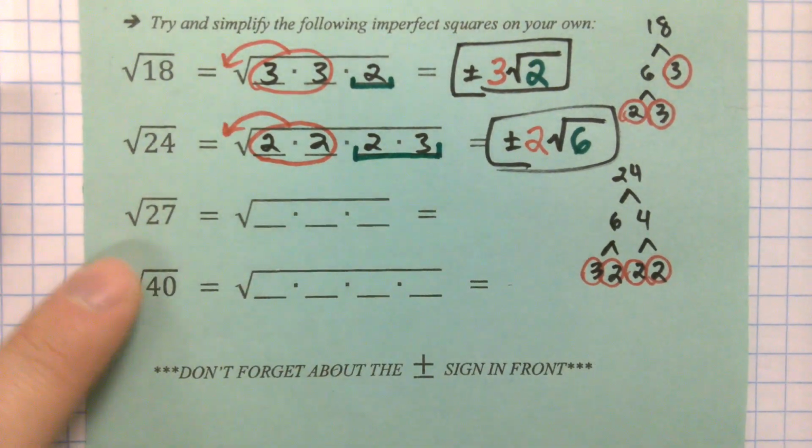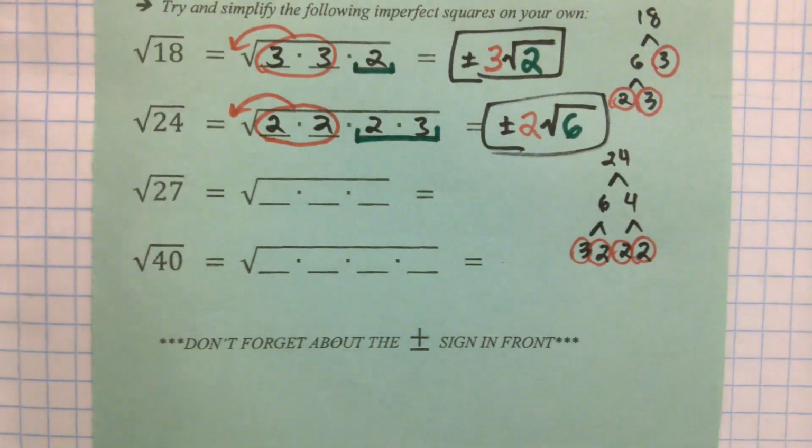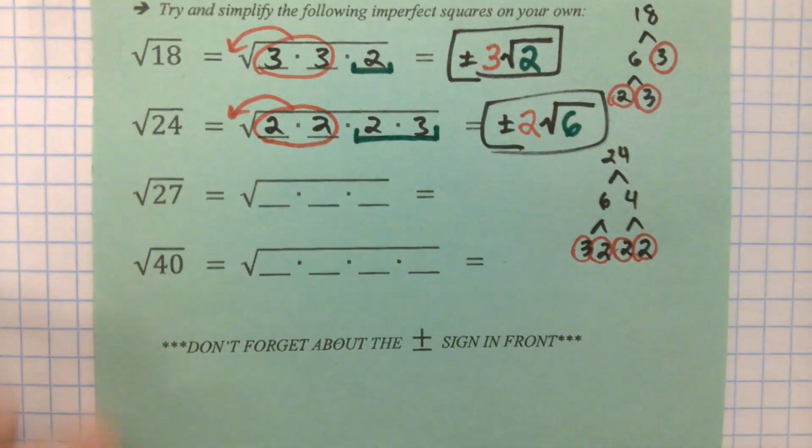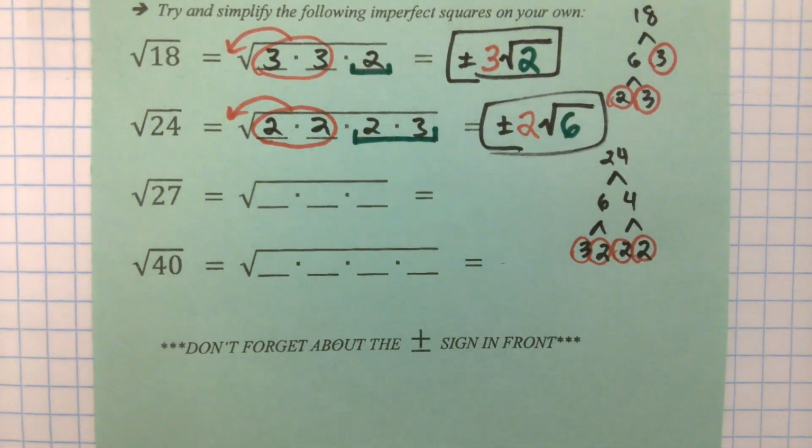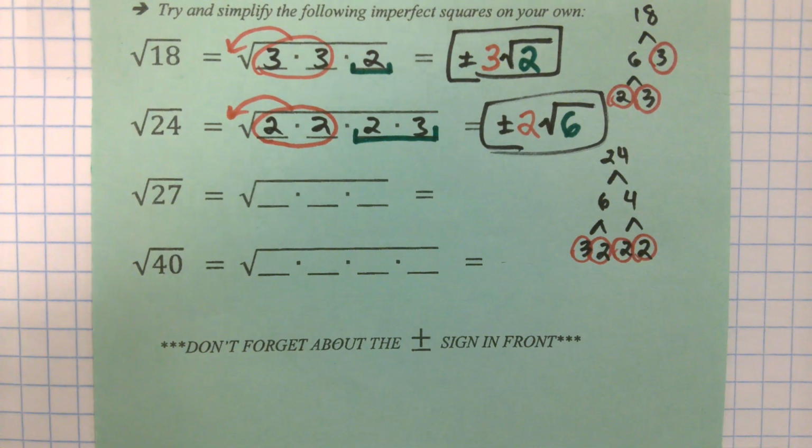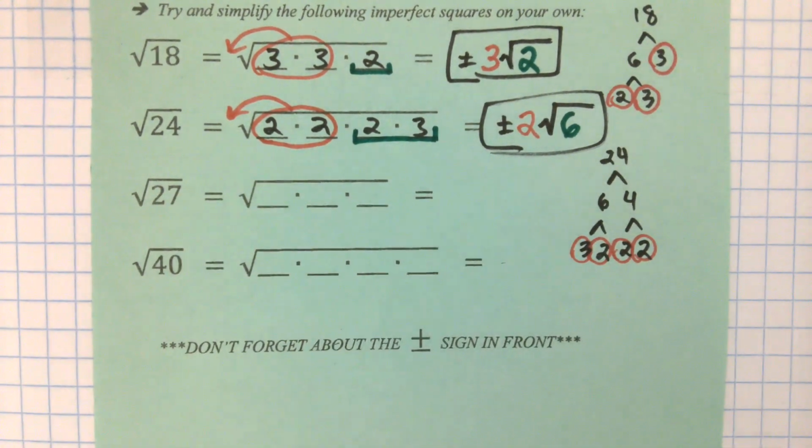Give number 20, not number 27. Give square root of 27 a try. Good. I heard someone say it. Give it a try on your own. Break it down, see what to pull out, what gets left behind, and give the square root of 40 a try too. Why not? And then we'll talk about it in a second.